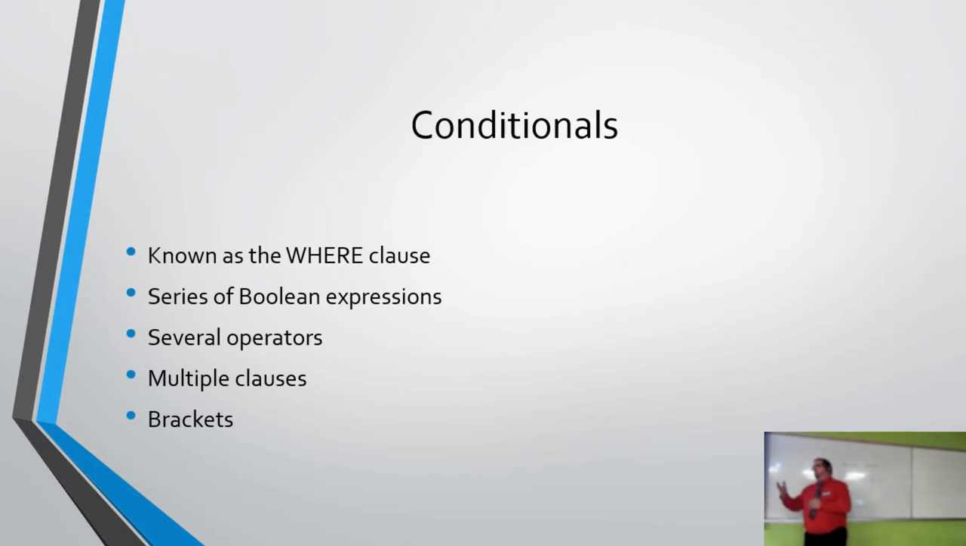So, what's a Boolean expression? It's a piece of Boolean math. It's something that evaluates to either true or false. There's several ways of going around to get your true and your false. But it always evaluates true or false. There's several operators. You can have multiple clauses, and brackets do get involved. Now, going to go through the first set of operators.